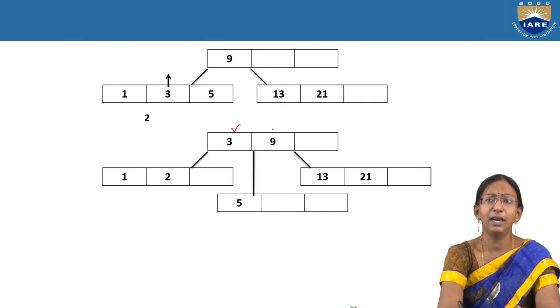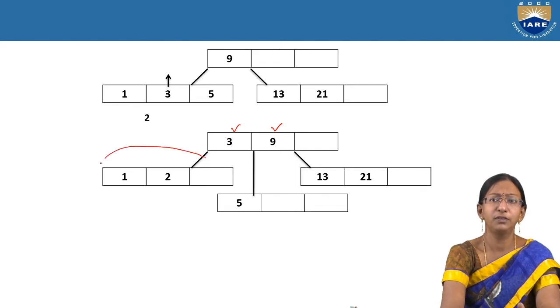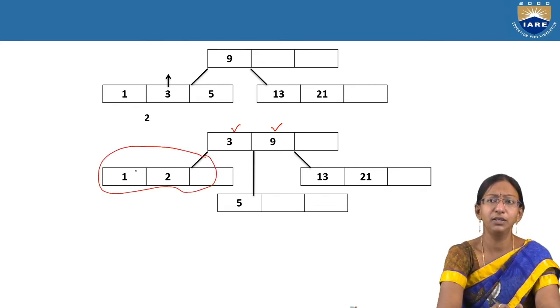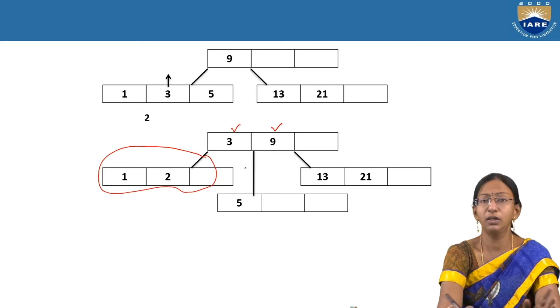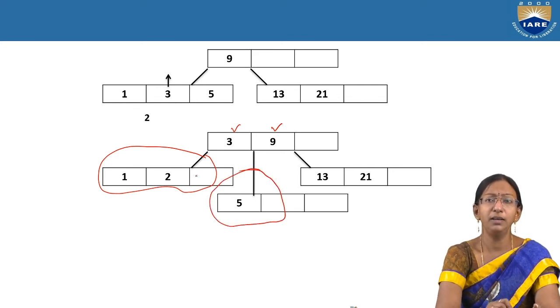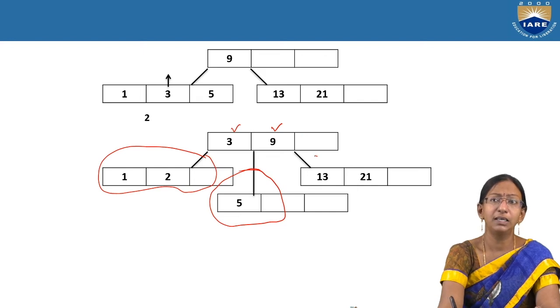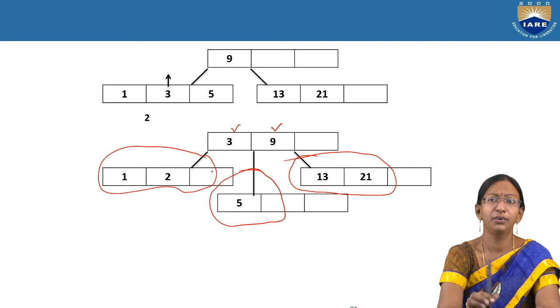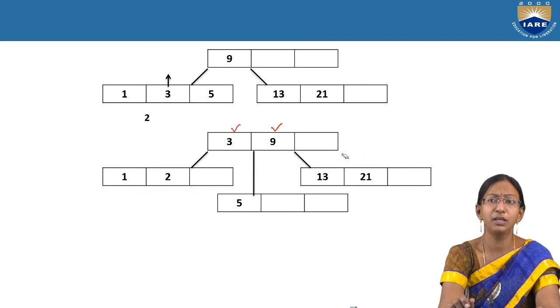So, 3 and 9 are at the root. All the left elements of 3 are lesser than 3. Right elements of 3 or left elements of 9, you can call it in either way, are between 3 and 9. All the elements right to 9 are greater than 9. Right? I hope you understood till here.